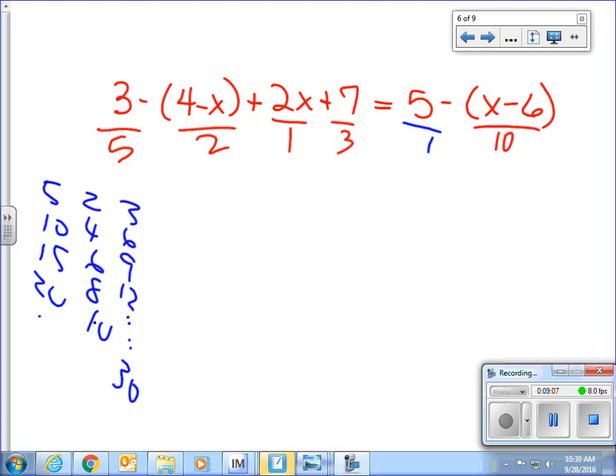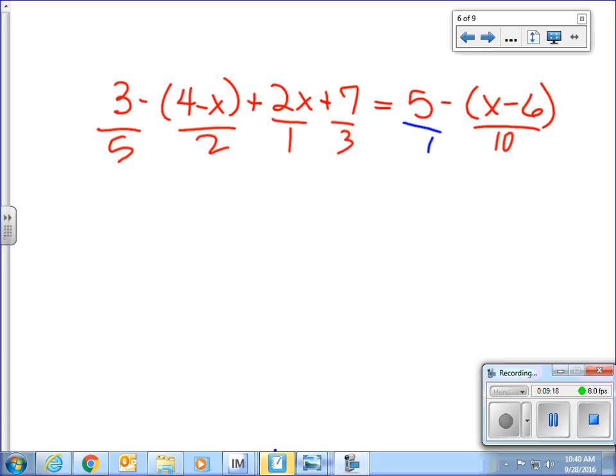So I'm going to multiply through by 30. Great question, but 3 didn't go into 10. Okay, so I'm going to multiply through by 30. And guys, you take every single term by itself. All right, so here we go.